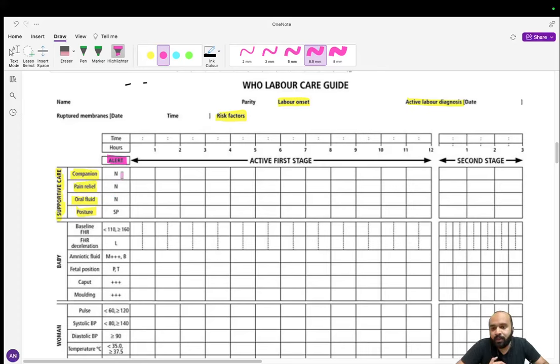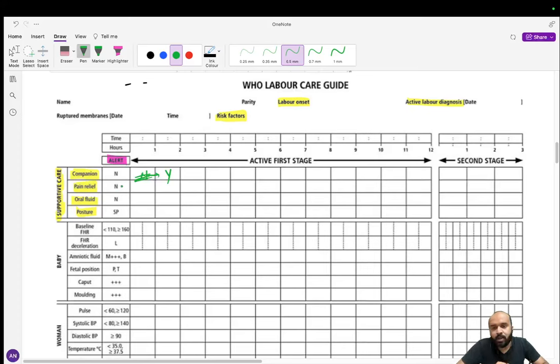So if there is a companion, N means no, pain relief, no. So if at any point you are writing that there is no companion, then you have to do something about it and you have to make sure that she has a companion and this answer becomes a yes. So alert is basically if any of these answers show up in all these boxes, then you have to do something about it.